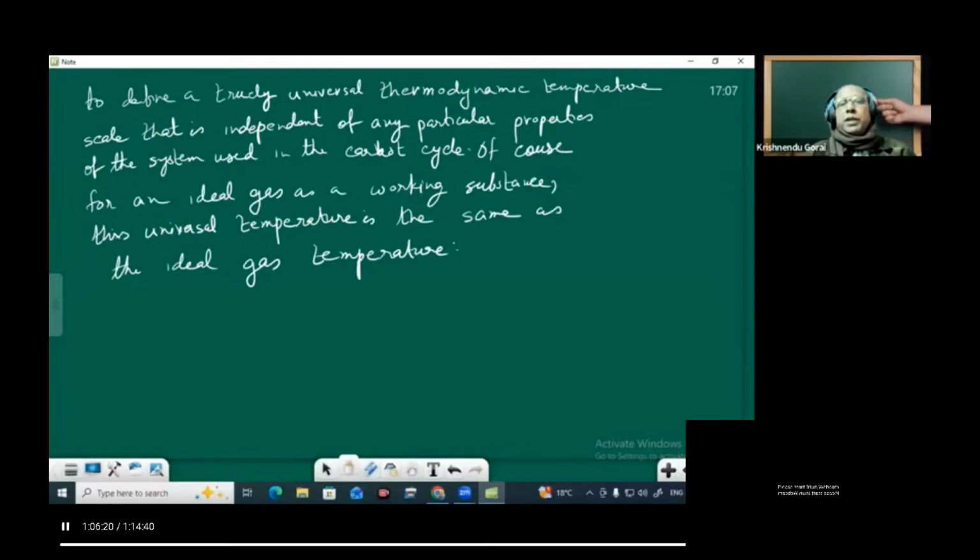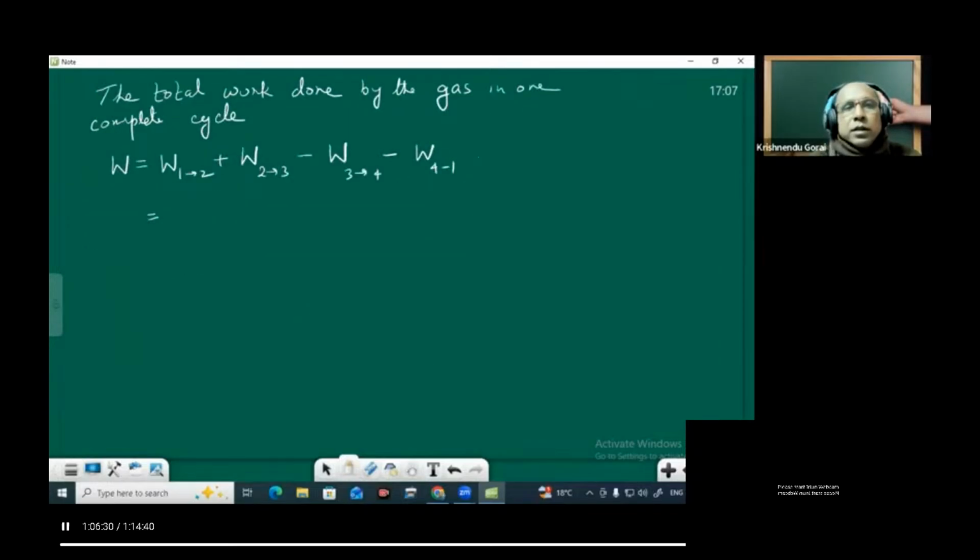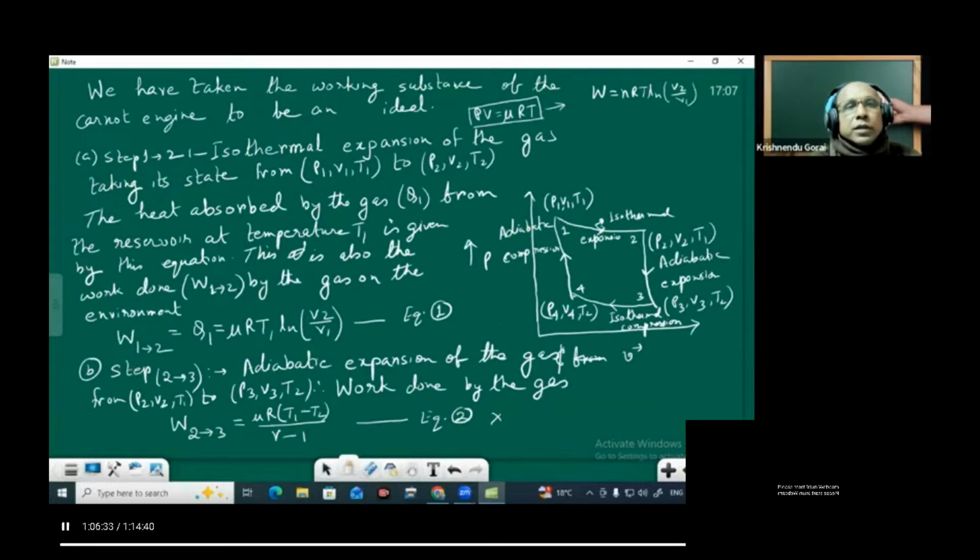So today we have completed this Carnot cycle. This is a long process, so you have to remember all the steps for the Carnot cycle. First, what you have to remember, I'm going to do a revision of that. What are the steps? These are 4 steps: 1 to 2, 2 to 3, 3 to 4, and 4 to 1.